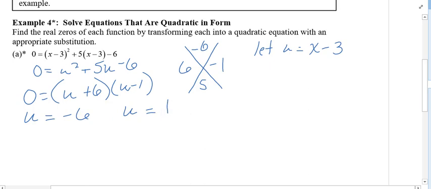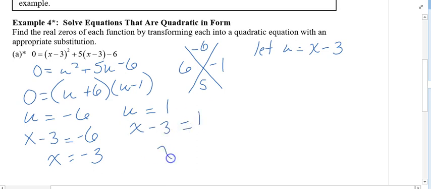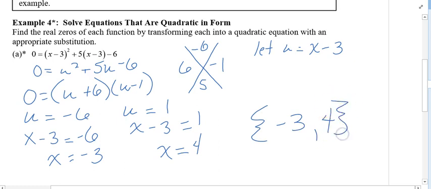But remember, I'm not trying to solve for u, I'm trying to solve for x. So now we go back and back substitute. What was u? Well, u is just x minus 3. So x minus 3 equals negative 6, so x is equal to negative 3. And u equals x minus 3, so x minus 3 equals 1, so x is 4. So our solution set here is negative 3, 4. So that was so much easier than us actually solving it the other way.